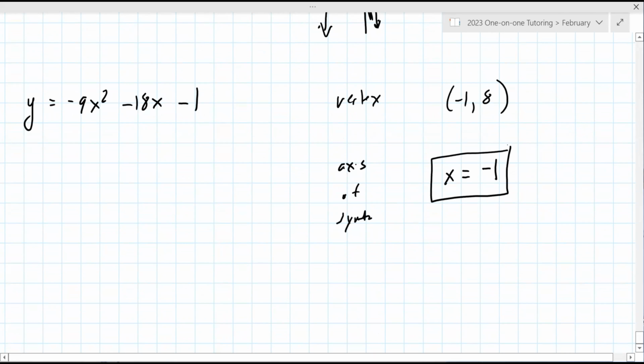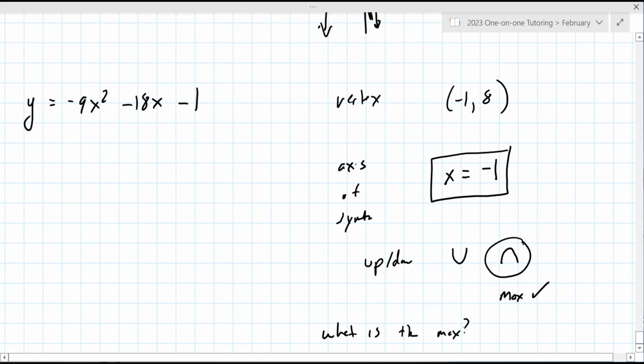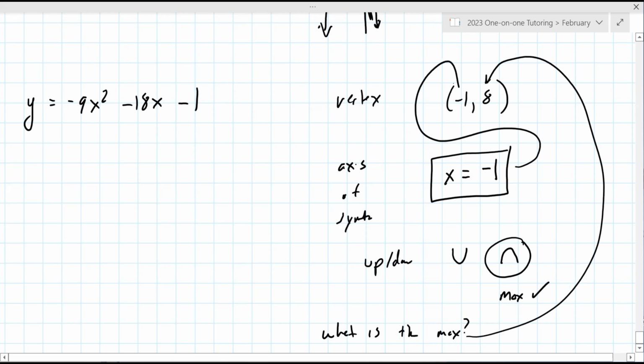Does this have a min or a max? And if you're not sure, ask yourself, does it open up or down? It'll open down because of -1,8. Good. Now, what is the max? The max is a y value, right? That's right, 8. So see how we consume both the x and the y value?